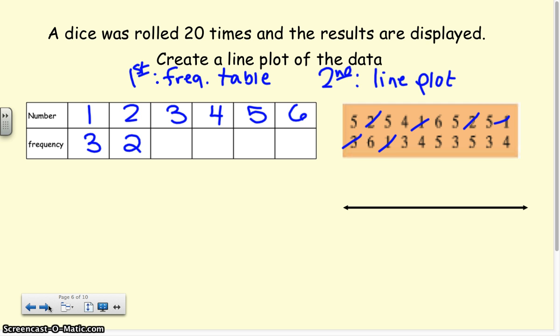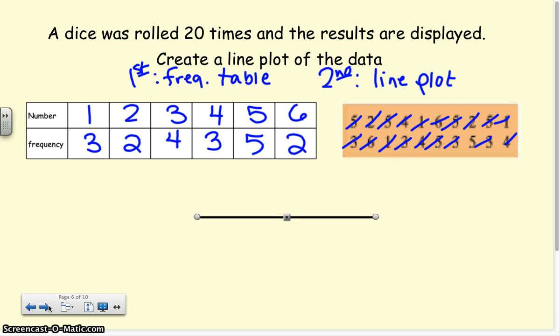3s, I have 1, 2, 3, 4. 4 3s it looks like. 4s, I have 1, 2, 3 4s. 5s, 1, 2, 3, 4, 5. 5 5s. And 6s, I have 1, 2. All right, I calculated all of my frequencies.